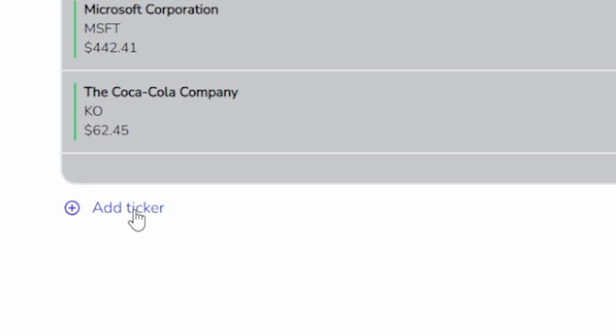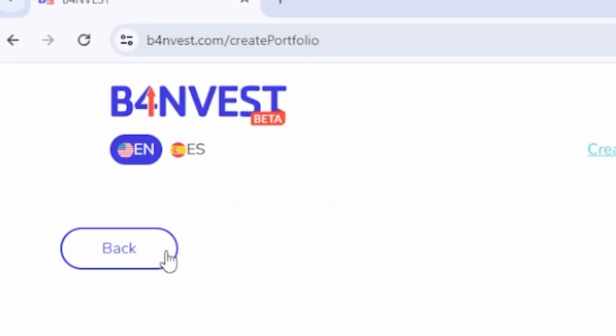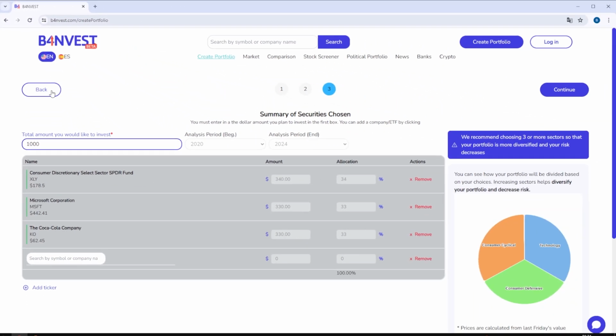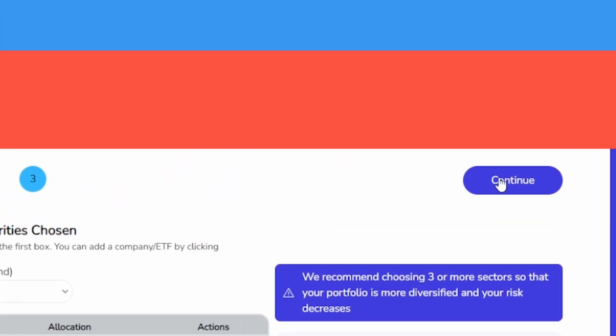If you want to add more stocks, you can do so by clicking Add located at the bottom left of the screen or by selecting the Back button to return to Step 2. Once you have finished configuring your portfolio, click the Continue button.